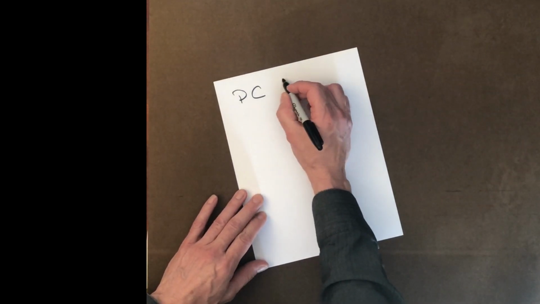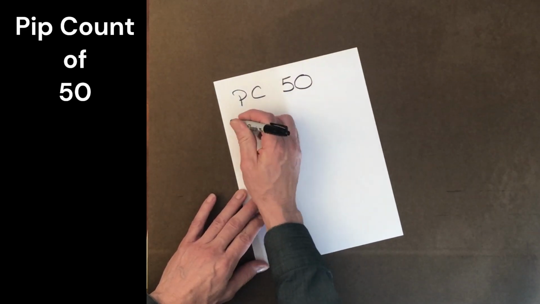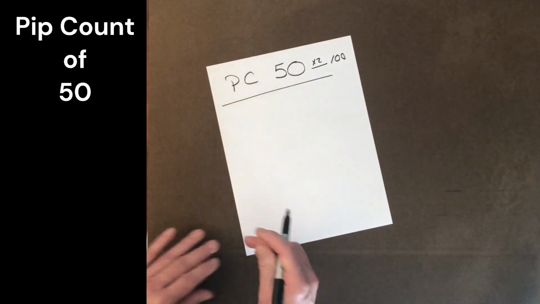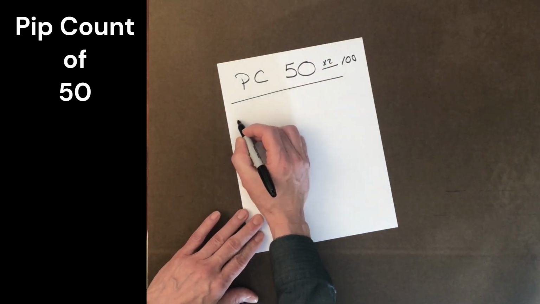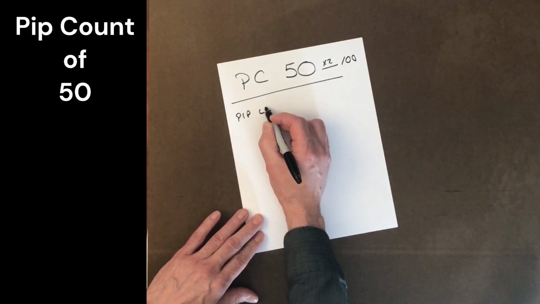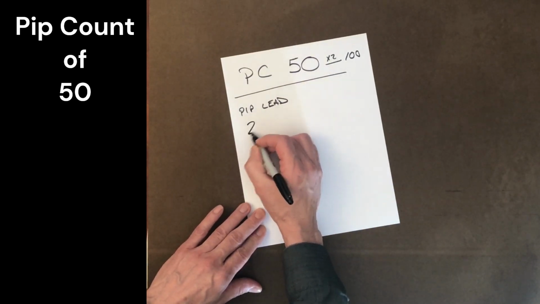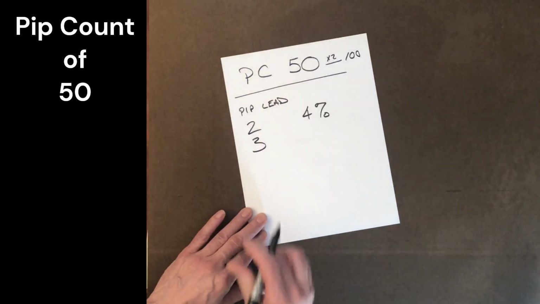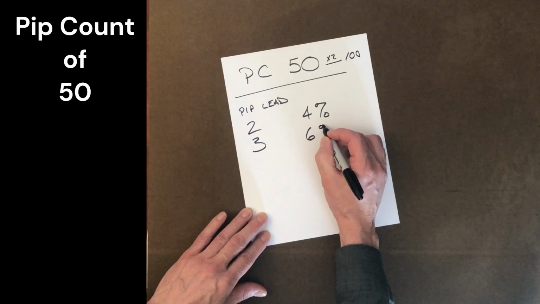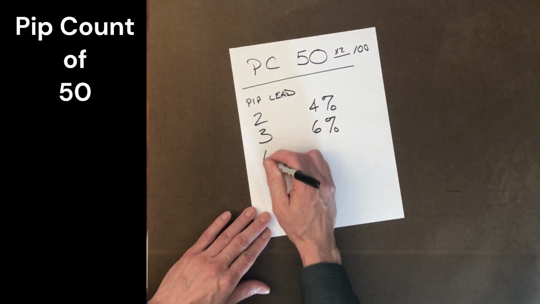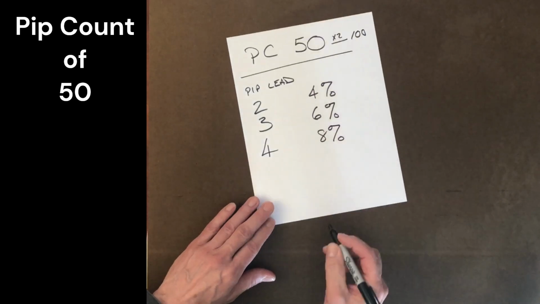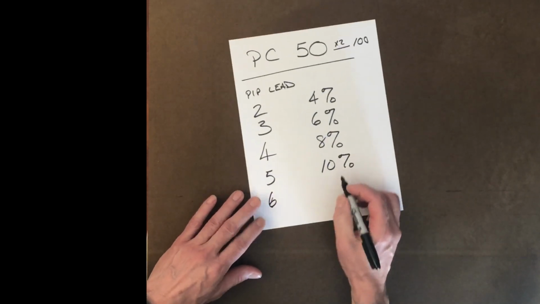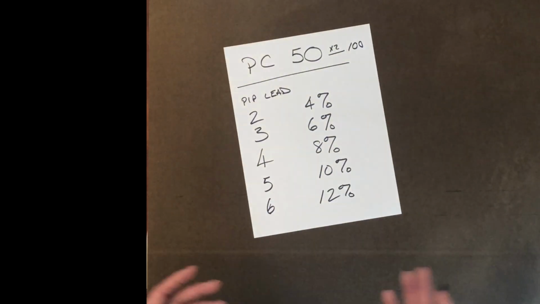Our pip count is 50. How do we turn 50 into 100? Times 2. So that's an easy one. So we have a pip lead of 2. 2 times 2 is 4. There's our percentage. Pip lead of 3, when our pip count is 50, times 2, 6%. Pip lead of 4, 8%. Pip lead of 5, 10%. And a pip lead of 6, 12%. Super easy.